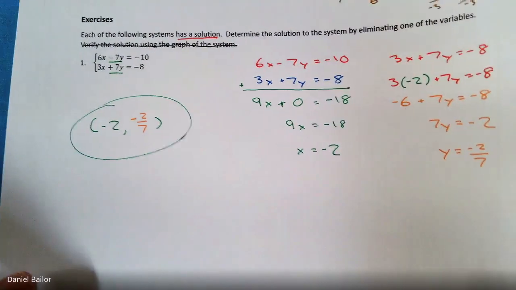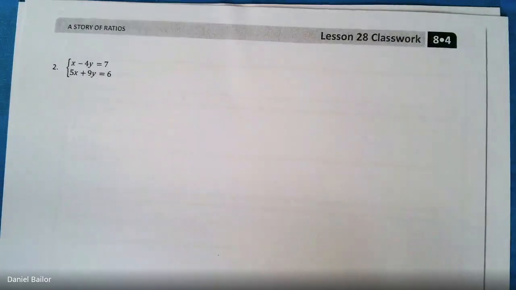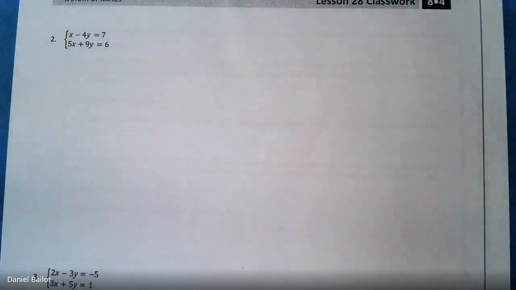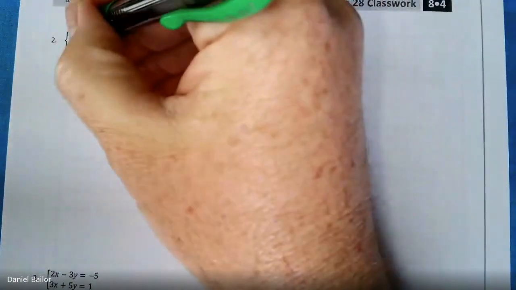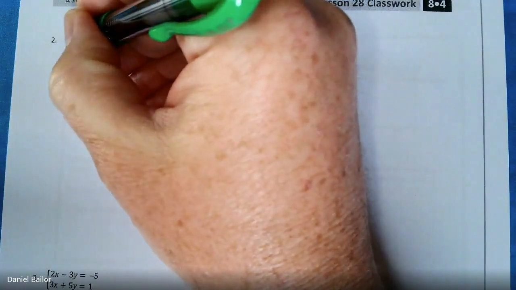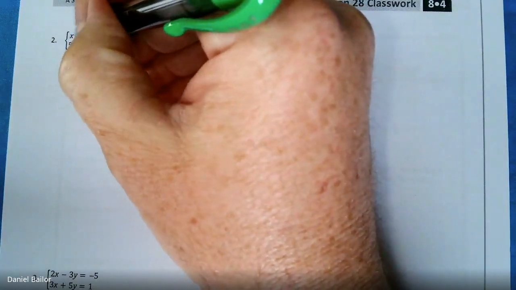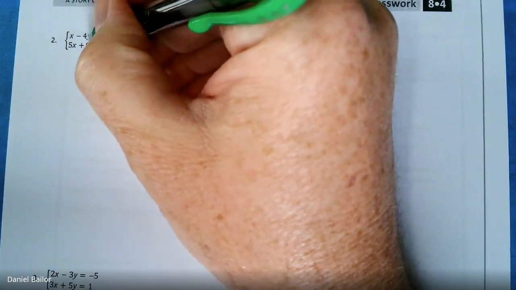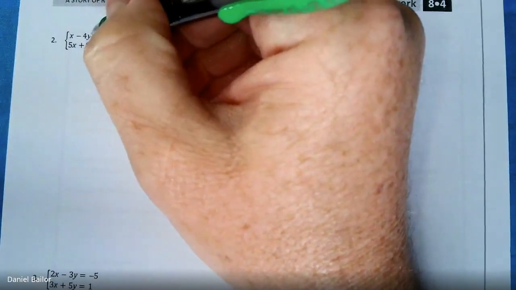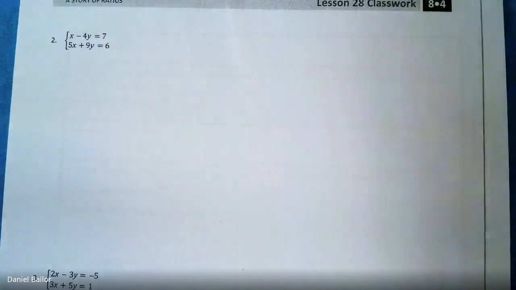Let's see how well you did on exercise 2 on page 349. Checking your work on this one. There it is. Now you'll look at this one and you'll say, well, there's nothing really obvious. Because we have x minus 4y equals 7, 5x plus 9y equals 6, x and 5x do not eliminate, and -4y and 9y do not eliminate. Well, let's make something to eliminate.